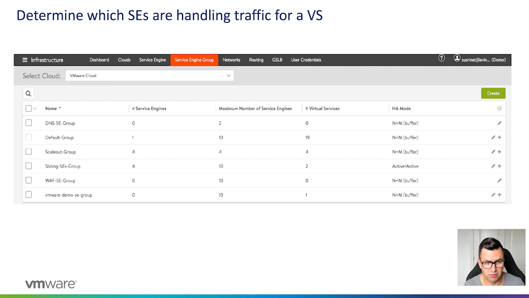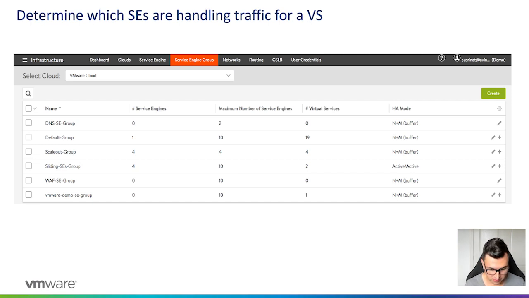This is just an overview. In the HOL, this is all simplified. There's only one service engine group. And in this example, because you have the drop-down, you have multiple clouds, and within each cloud you're going to have multiple service engine groups. In this case, they're not all active-active. You have some N+M and one active-active. So you can mix and match within your cloud, and you can configure different HA capabilities depending on the applications running on that cloud.